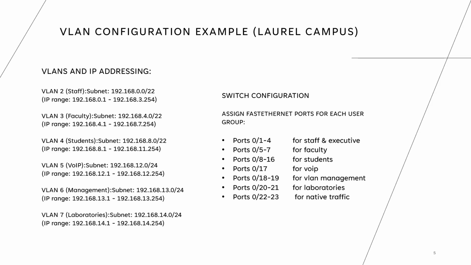On slide number 5, VLAN configurations example. For the Laurel campus, we've defined IP addressing for each VLAN. VLAN 10 for staff, we use the 192.168.0.1/20 subnet. VLAN 2 for faculty uses 192.168.16.1/23, and VLAN 30 or 3 for students uses 192.168.18.1/25. On the switch, Fast Ethernet ports are allocated for each user group. Trunking should also be set up between the switches and routers to allow for inter-VLAN routing communication.